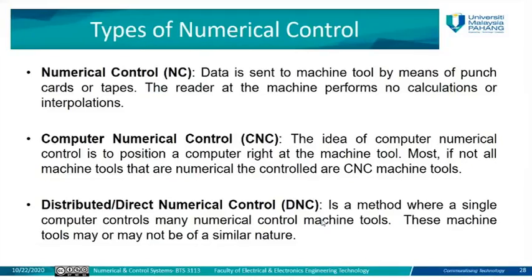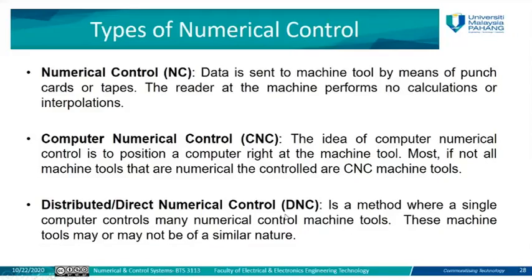So in this case, in the first type, NC, we do not have any computer here. It can be done by using the controller attached to the machine itself. And I told you, the controller is not a computer. It's just like there is a keypad and a small display, so you enter the code there manually. Then the second type is computer numerical control, CNC.